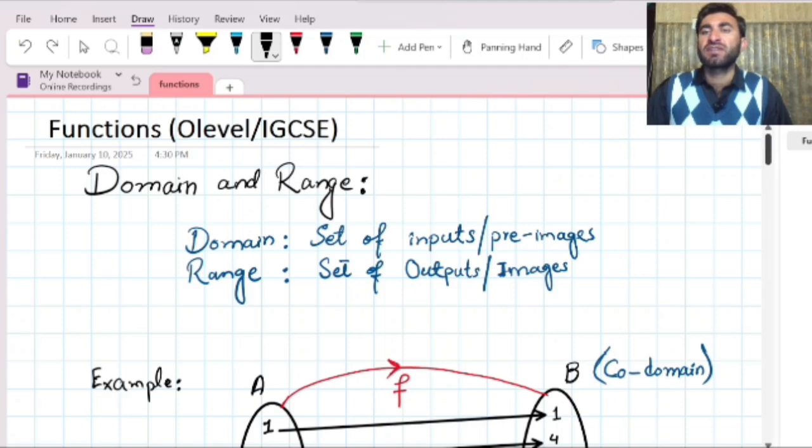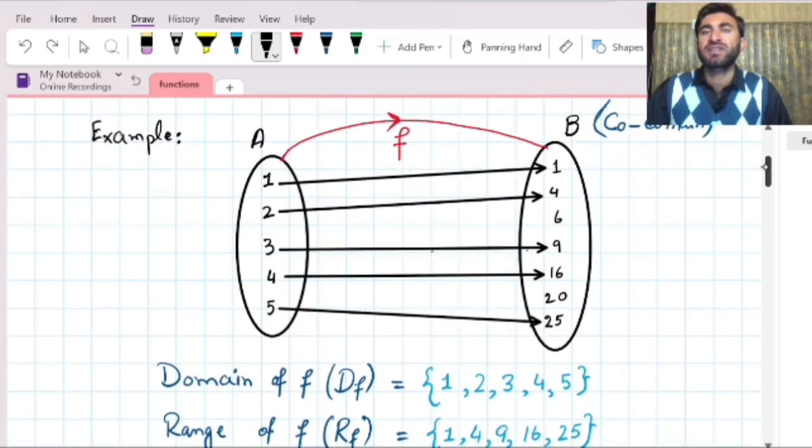Let me explain it with the help of a mapping diagram of a function f defined from a set A to set B. We can see set A has elements 1, 2, 3, 4, 5, while set B has elements 1, 4, 6, 9, 16, 20 and 25.